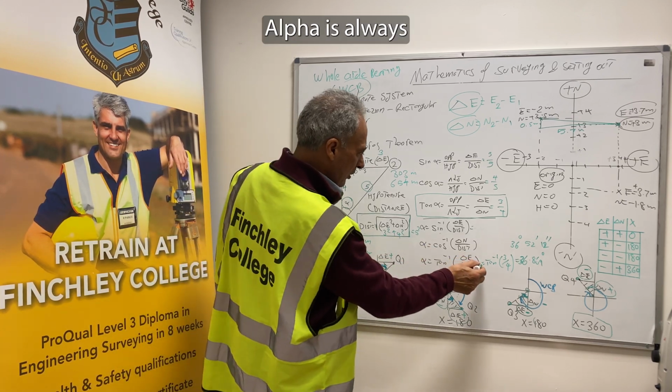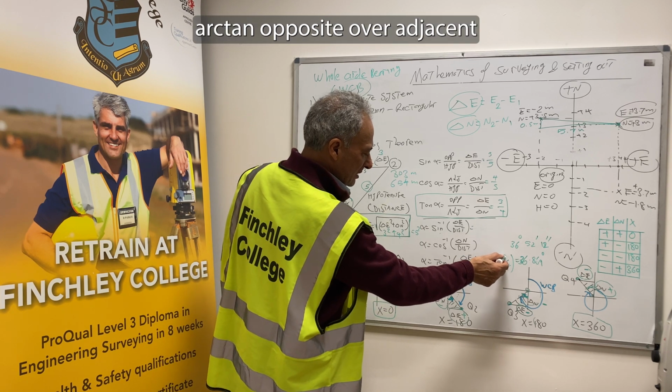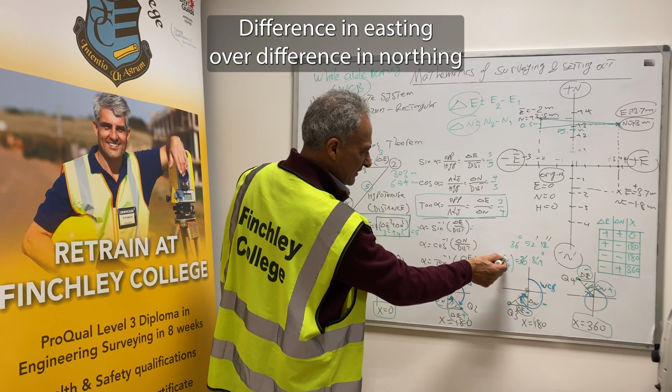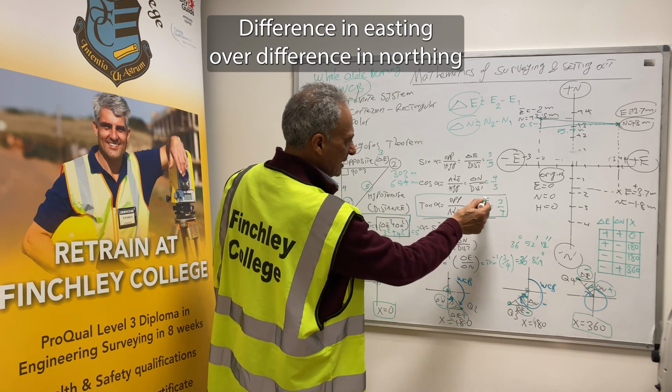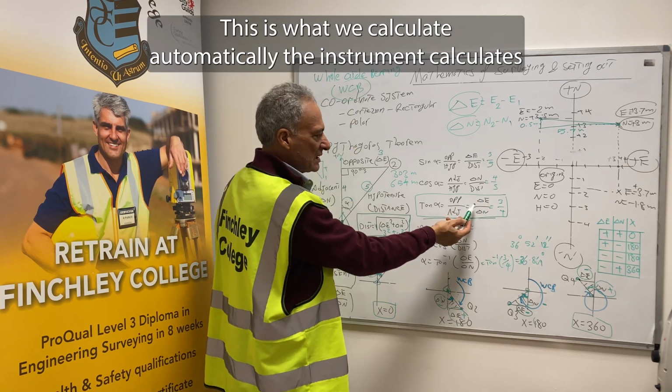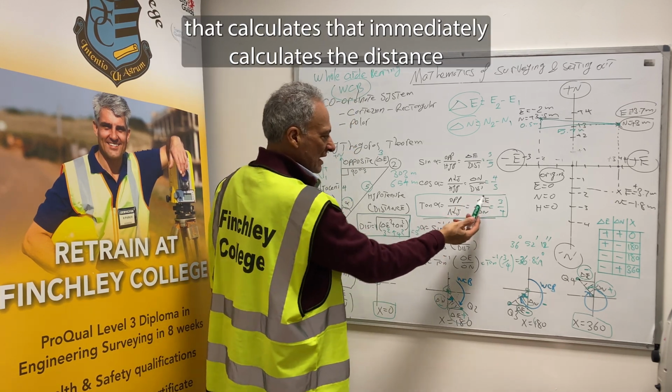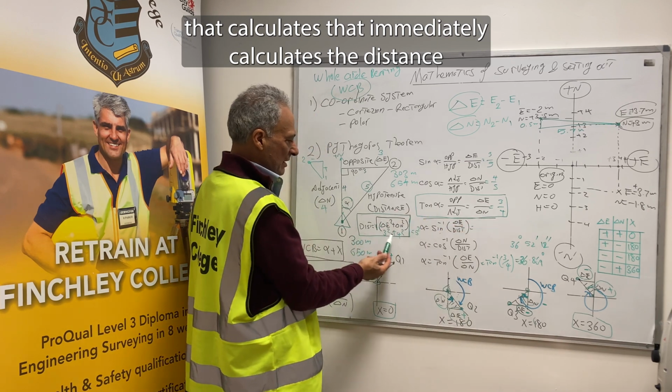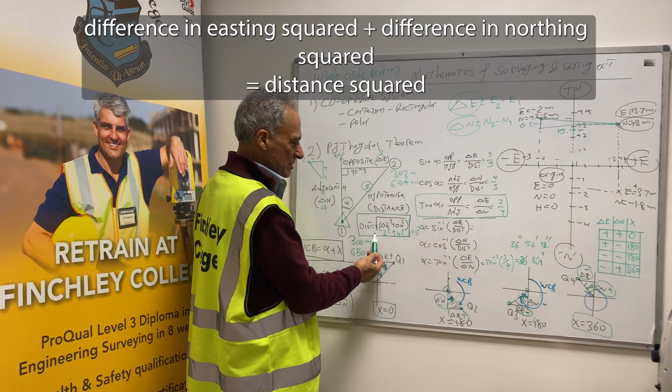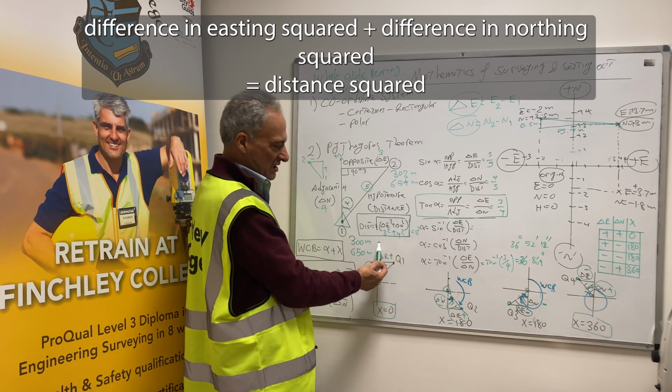Alpha is always arctan opposite over adjacent, difference in easting over difference in northing. This is what we calculate automatically. The instrument calculates that, and immediately calculates the distance: the difference in easting squared plus the difference in northing squared, square rooted, is the distance.